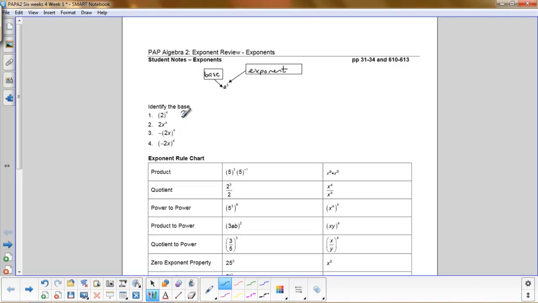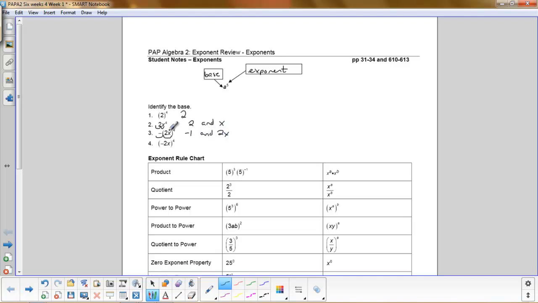So in this particular case, the base is 2. You have to be careful in this one. You'll notice that there are two bases here because there is no parentheses. That means that you have 2 as a base and x as a base. Notice how that changes when we get here. But we still have two bases. We have -1 and 2x.